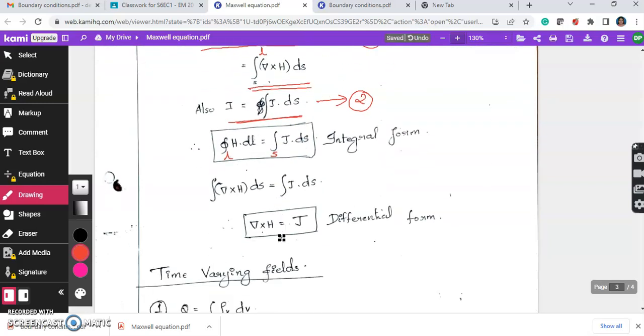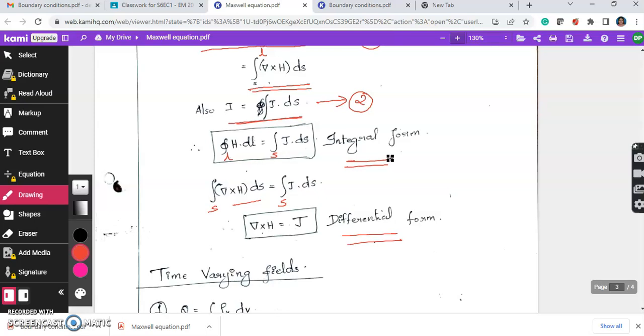That means, if you are applying Stokes' theorem here on the LHS, line integral H dot dl is equal to surface integral del cross H ds, and that will be same as surface integral J dot ds. If both the surface integrals are equal, then the terms inside the integral should be same. That means del cross H is equal to J. That is the differential form of the fourth law.